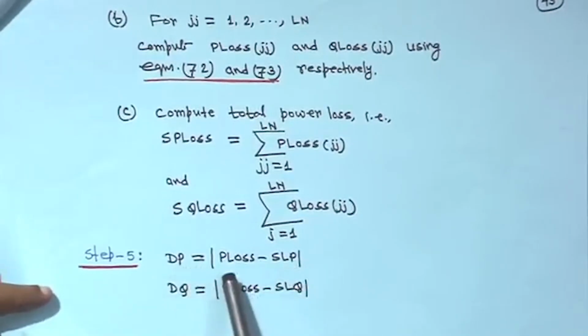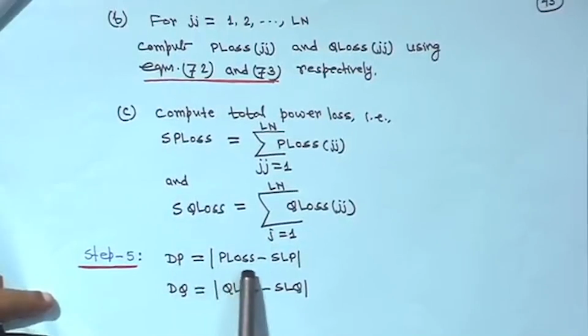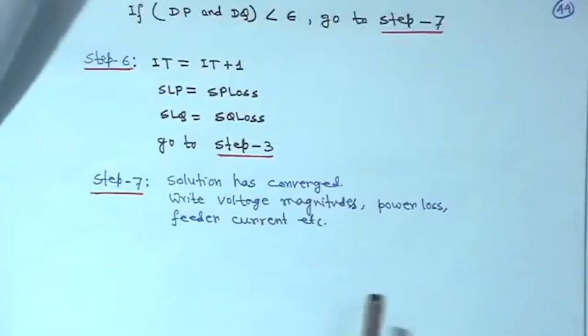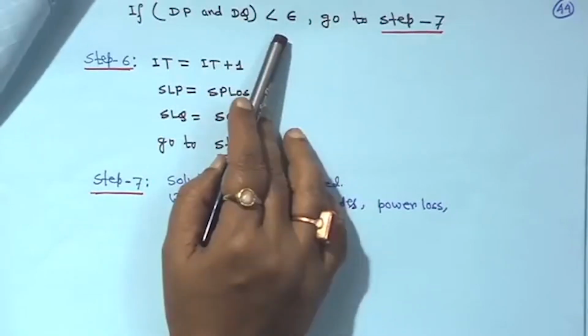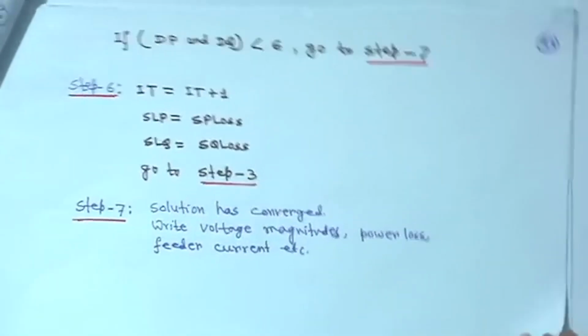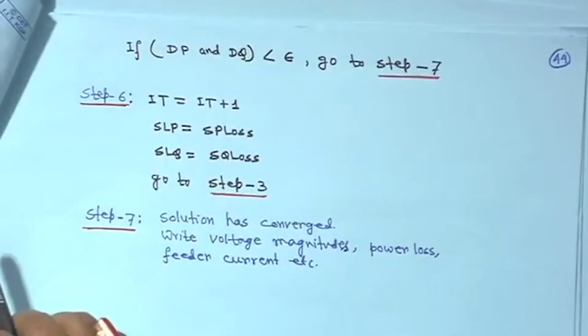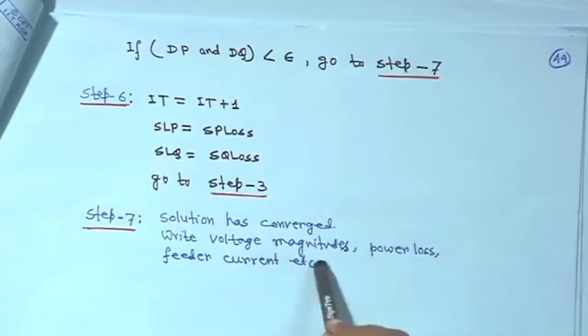Then initially the total loss you set to 0. So, dP is equal to, I am not putting any iteration number in the algorithm, just writing the step, but it is understandable. The difference is the absolute value of P loss minus SLP, and dQ is equal to the absolute value of Q loss minus SLQ. And if both dP and dQ are less than epsilon, some convergence criterion you set, if it is a per unit loss you can set 10 to the power minus 4, which will be sufficient, or even minus 3 will also be sufficient, right. Then go to step 7. Then the solution has converged: voltage magnitude, power loss, etc.